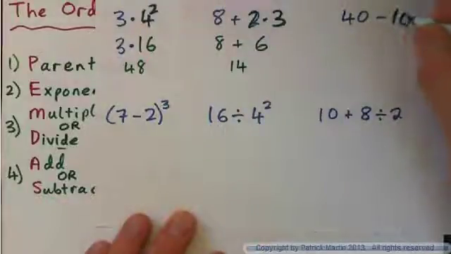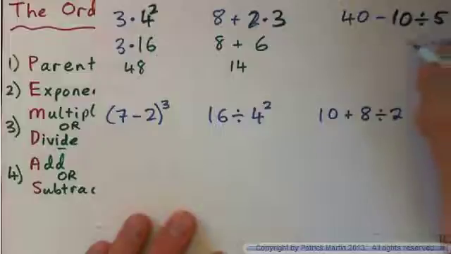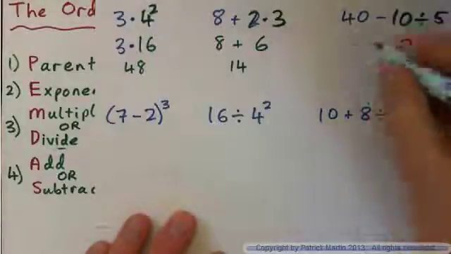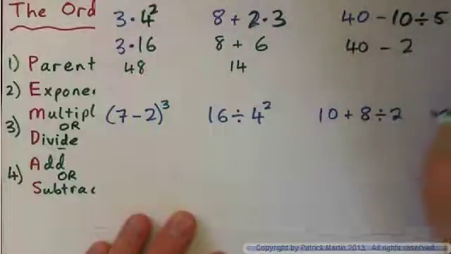So we need to go 10 divided by 5 first of all. And that will give what? 2, right? So now we have 40 minus 2, which is 38, right?